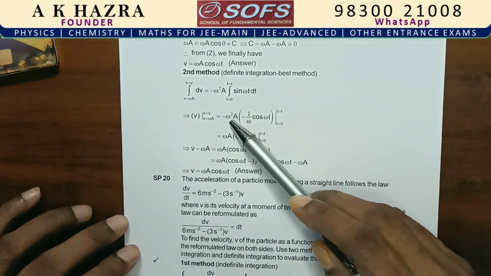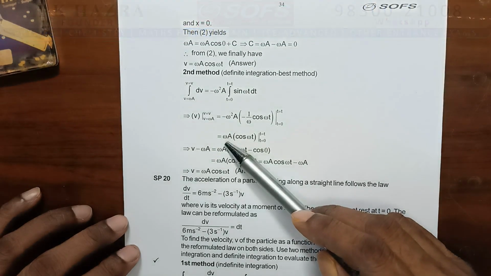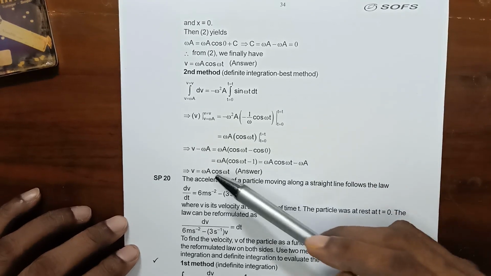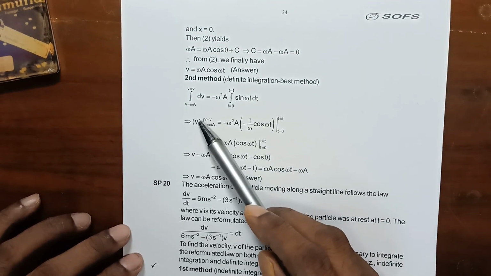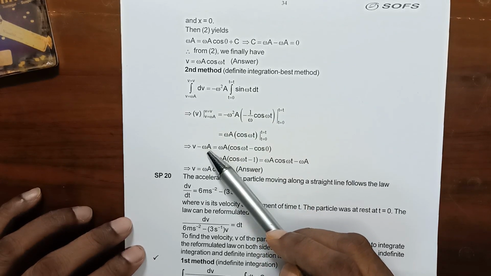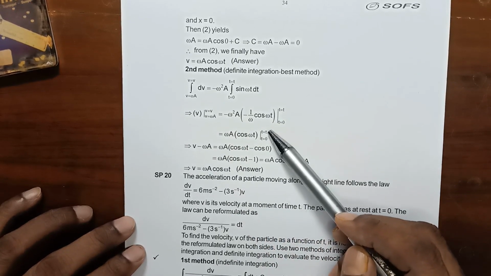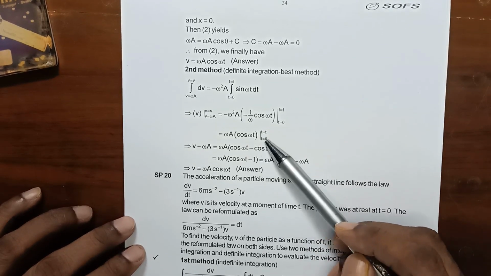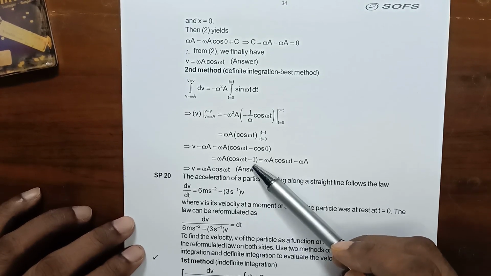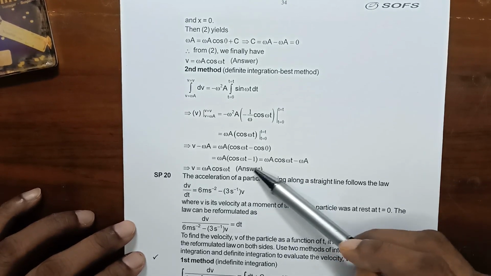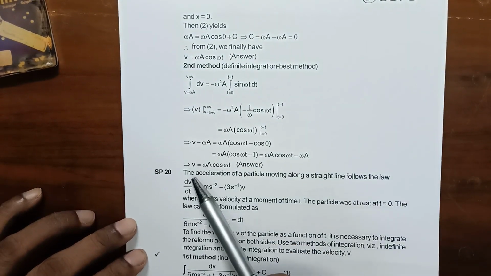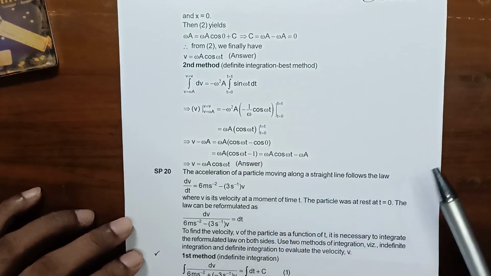Then omega omega cancel out, minus also taken out, simply omega cos omega t from lower limit 0 to upper limit t. And this will be equal to what? Upper limit v equals v minus lower limit v equals omega a, which is v minus omega a. Now put t equals t. So cos omega t minus cos 0, because t equals 0. So omega a times cos omega t minus 1, because cos 0 equals 1, equals omega a cos omega t minus omega a. Minus omega a cancel out. So v equals omega a cos omega t.